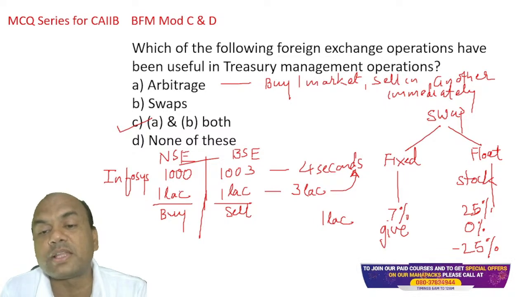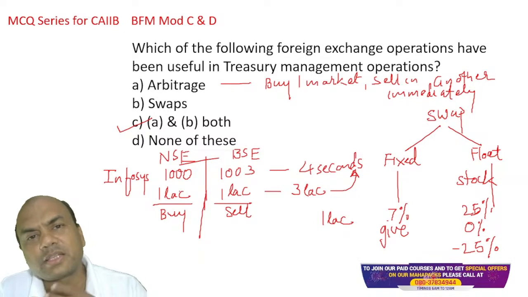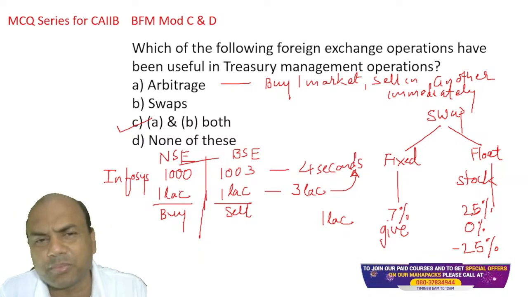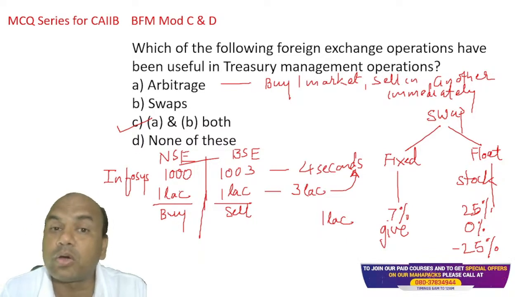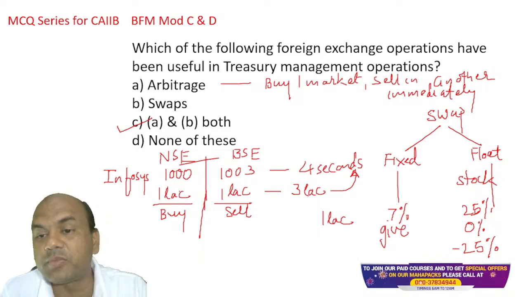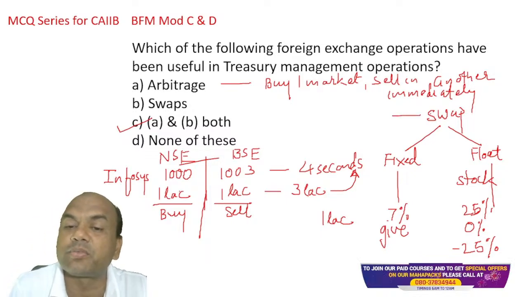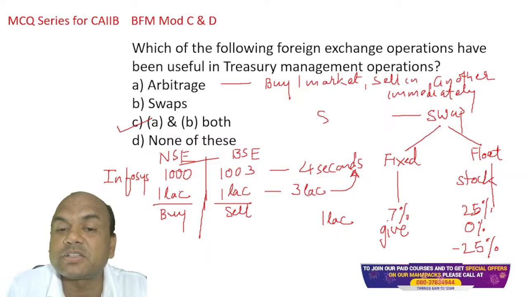So swap always has two legs. One is fixed, another is floating. Now this swap can be of various types. It can be currency swap, it can be interest rate swap, commodity swap, anything. But logic remains the same, fixed and floating. Okay, and one more important term about swap is it's an exchange of series of payments.